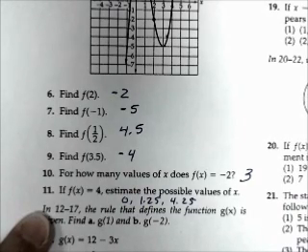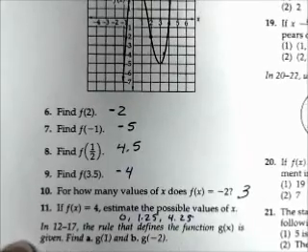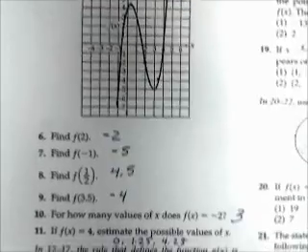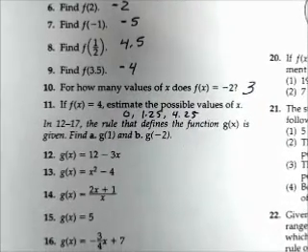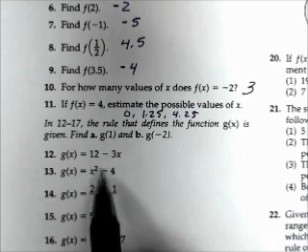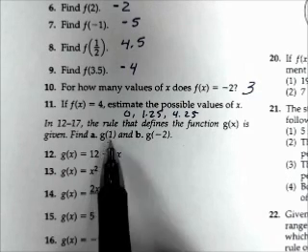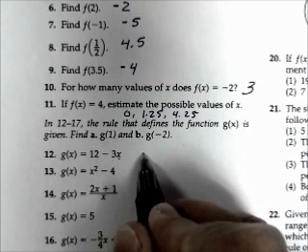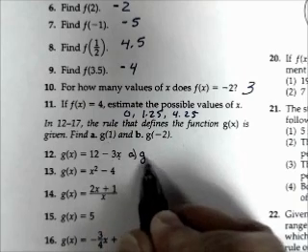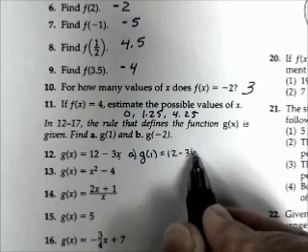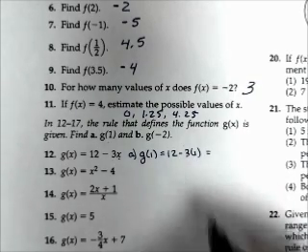The rule that defines the function g of x is given. Find a, g of 1, and b, g of negative 2. Okay, so for number 12 here, g of x is equal to 12 minus 3x. So we want to find g of 1. So we're simply taking 1 and replacing it in for x. So g of 1 would equal 12 minus 3 times 1. 12 minus 3 is 9.